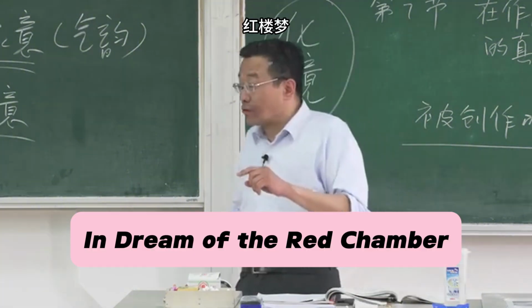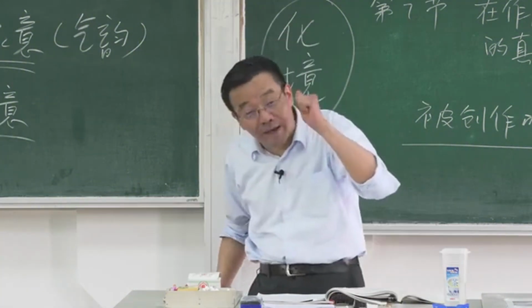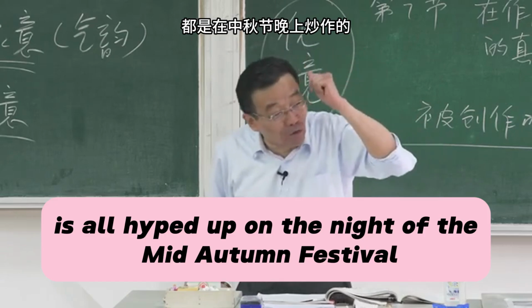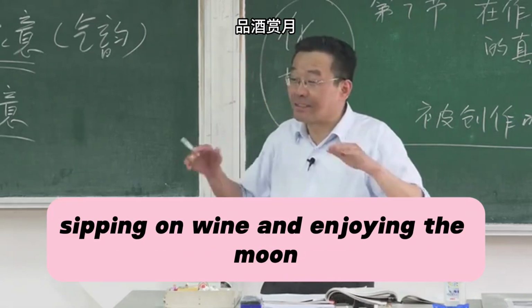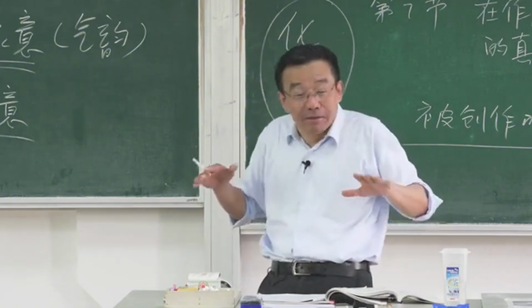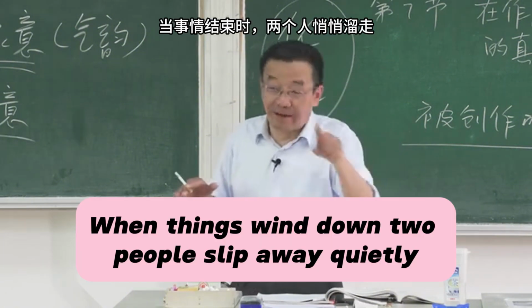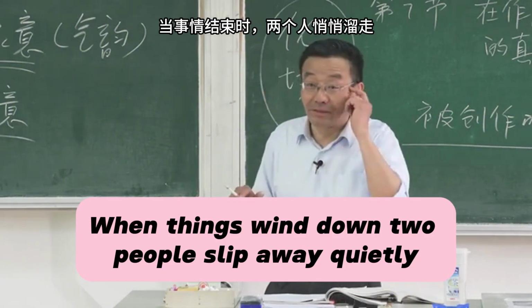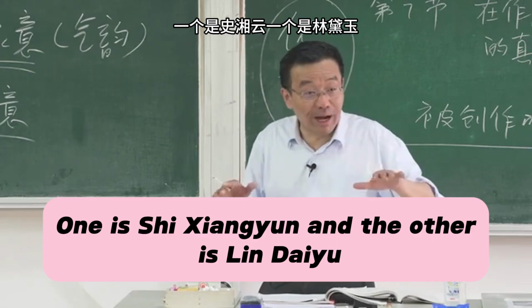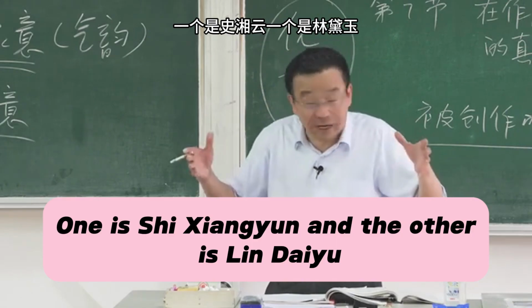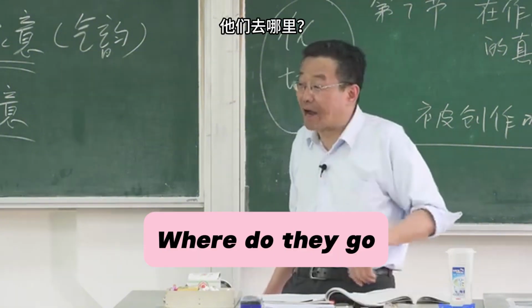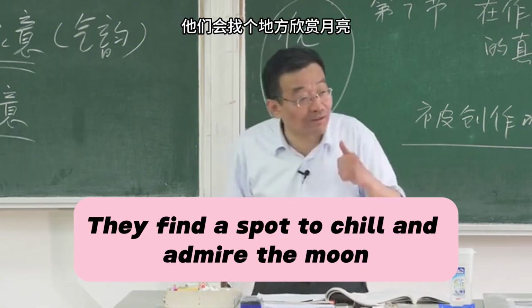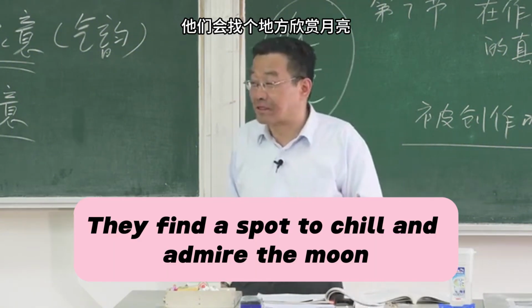Let me give you an example. In Dream of the Red Chamber, there's this part where Grandmother Jia is all hyped up on the night of the Mid-Autumn Festival, throwing a big family feast, sipping on wine and enjoying the moon. When things wind down, two people slip away quietly. One is Shi Shangyun, and the other is Lin Daiyu. They sneak off. Where do they go? They find a spot to chill and admire the moon.